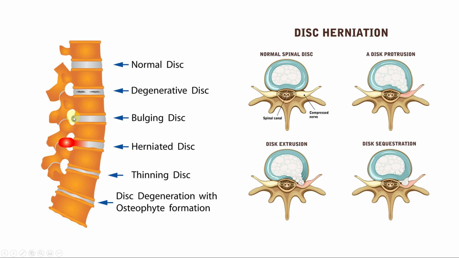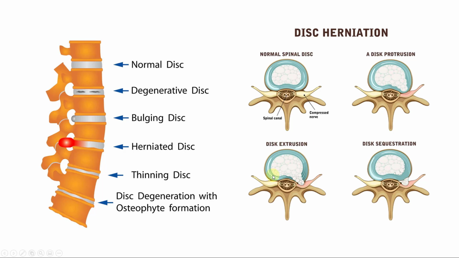You can get a bulge, but the materials of the disc are still inside the disc. You can get a herniation of the disc where it actually busts through. And then sometimes you can get a thinning of the disc, which puts more pressure on the bones, and you start to get osteophytes, or bones that start to encroach into the epidural space there. So here's kind of looking at the disc protrusion.